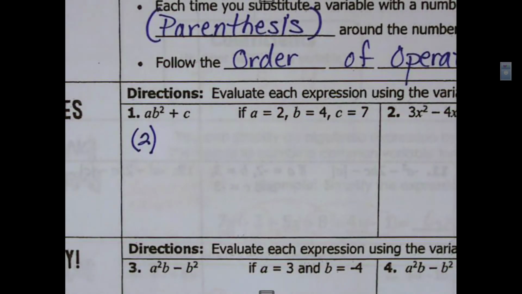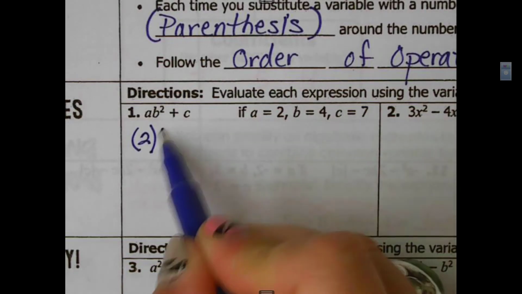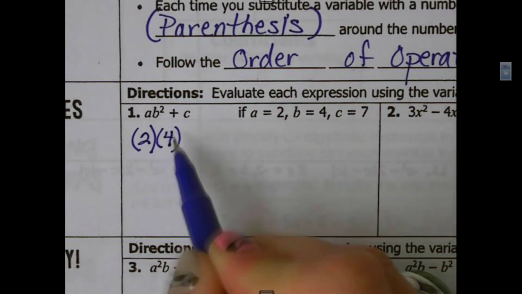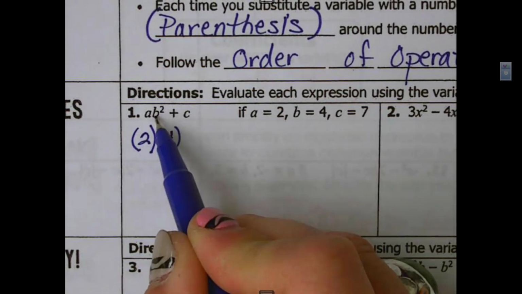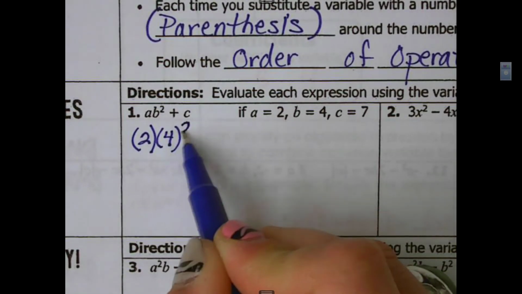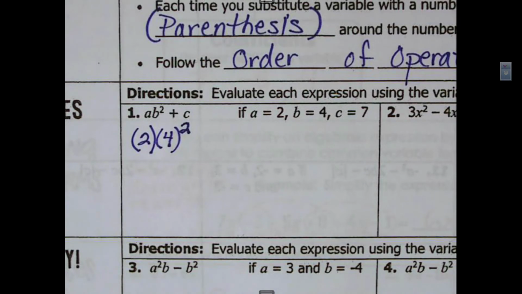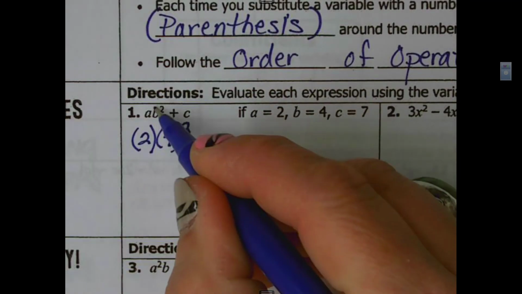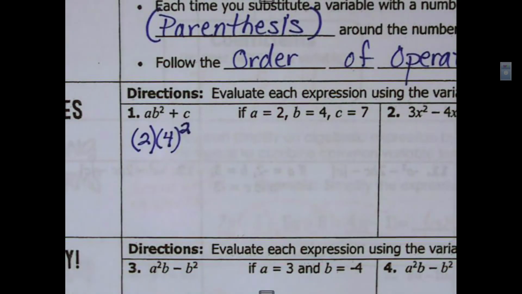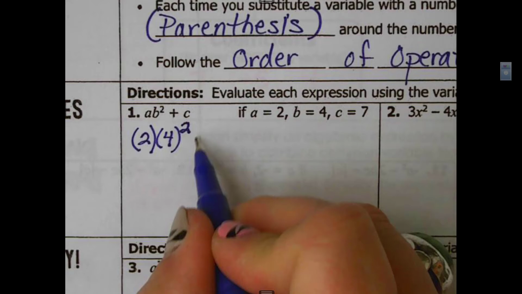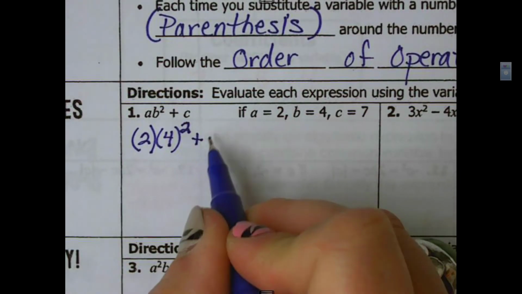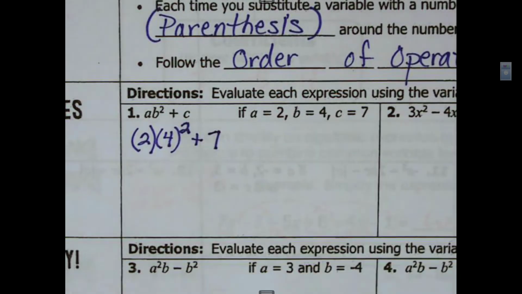Parentheses around it, okay? So for the B, I am going to put in the value of 4. So you have parentheses around the B. The exponent goes on the outside. So variables have parentheses around them. Okay, so it's not like this, it's just around the B. Okay, so that's really important as you substitute in. Plus 7 will be substituted in for C.